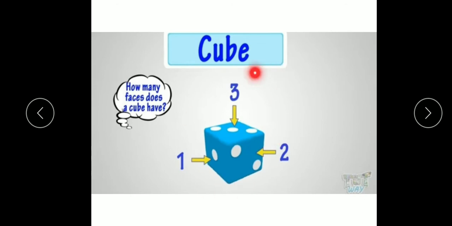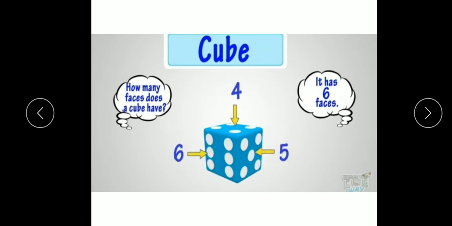See children, this is your dice with which you play Ludo. I hope all of you have this at home. You can also take that dice and count the number of vertices, faces and edges. Your dice is also a cube. So let's count the number of faces. 1, 2, 3. Then other sides 4, 5, 6. So a cube has 6 faces.